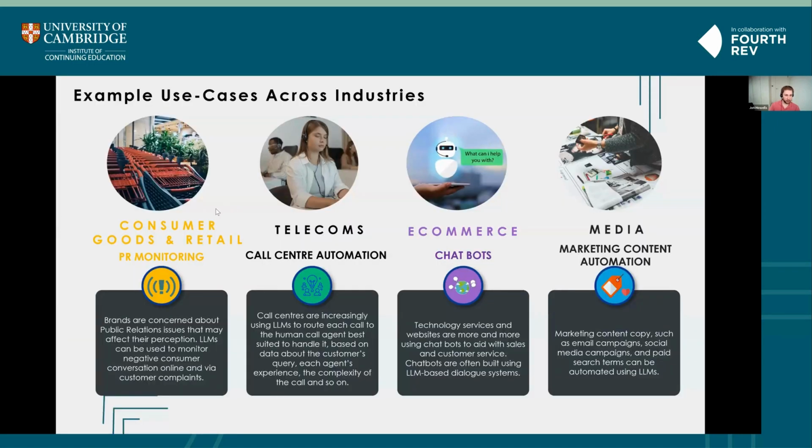So here are just some examples. From across a range of industries, in consumer goods and retail, many brands monitor their public relations: what people are saying about their brands, and whether people are complaining about certain product issues online. Large language models and NLP in general can look at consumer conversation, either on social media or in their call centers and complaint centers, to see if there are any common issues arising, and they can respond to those quicker.